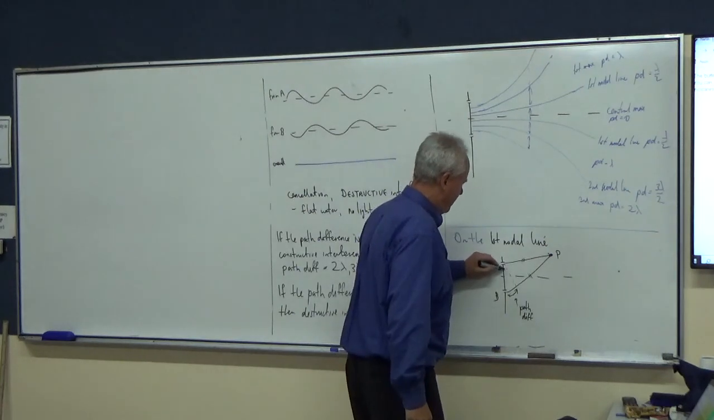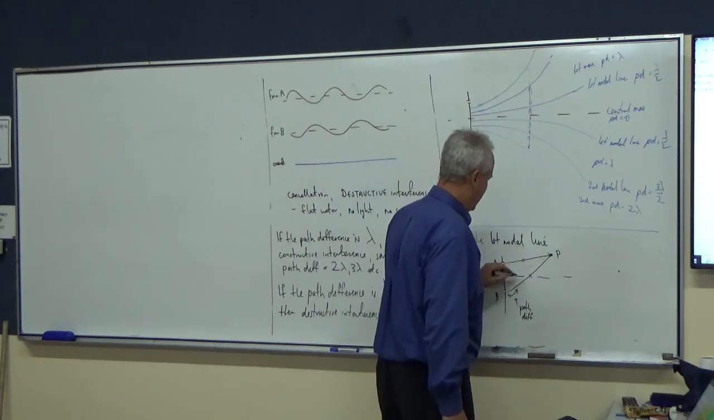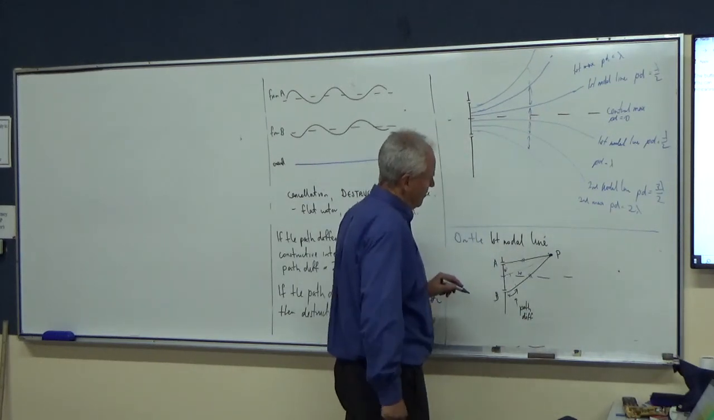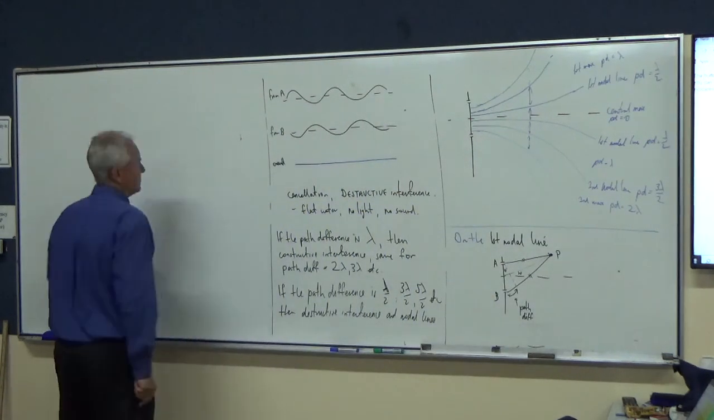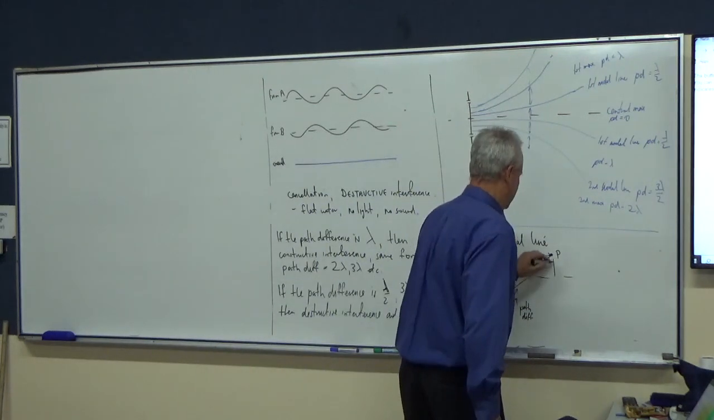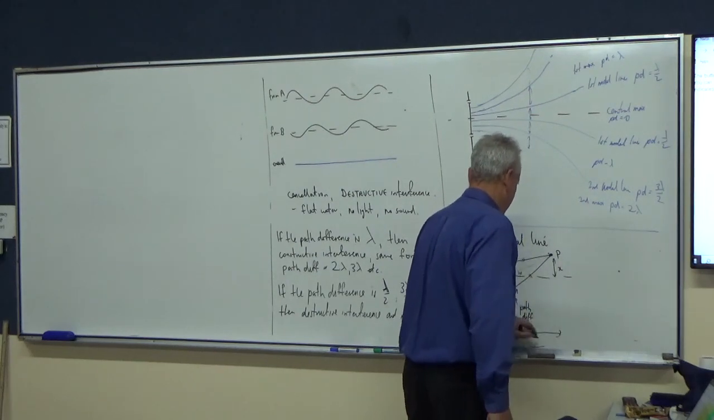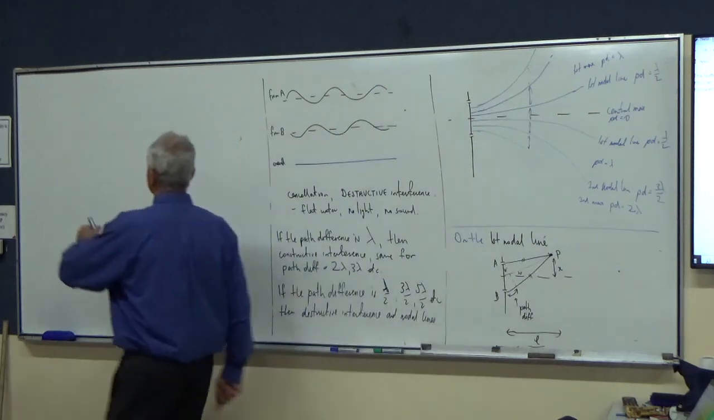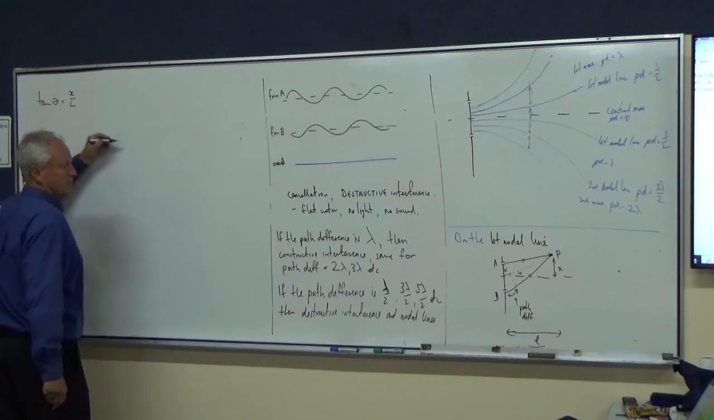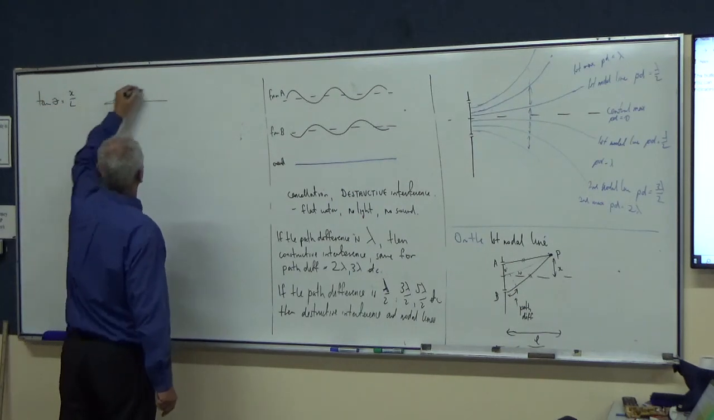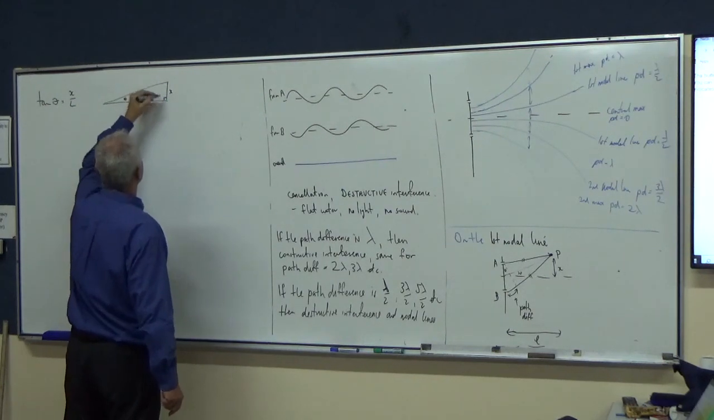So, this angle here is the same as this angle here. We've got that tan of theta. So, let's say this distance here is x, and this distance here is L. Tan theta is equal to x on L. L and x and theta.